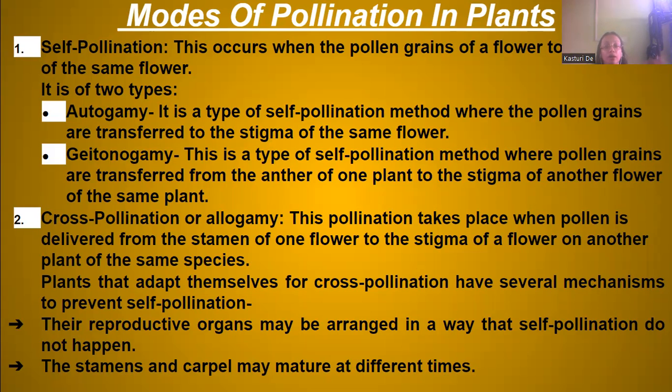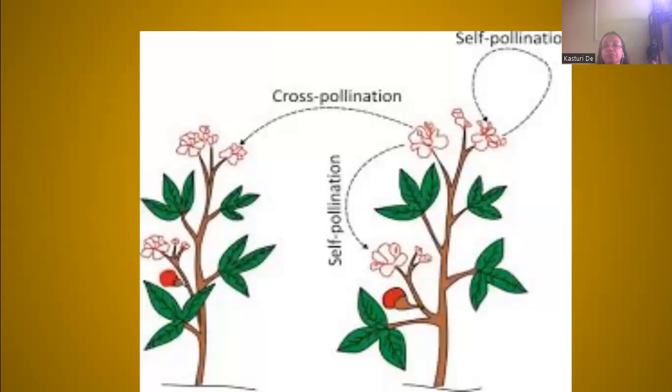Self-pollination does not occur, to prevent self-pollination, rather, you can say. The stamens and the carpels may mature at different times. The stamens, that is the male part, and the female part mature at different times. That's why self-pollination cannot occur, so they have to depend on cross-pollination.